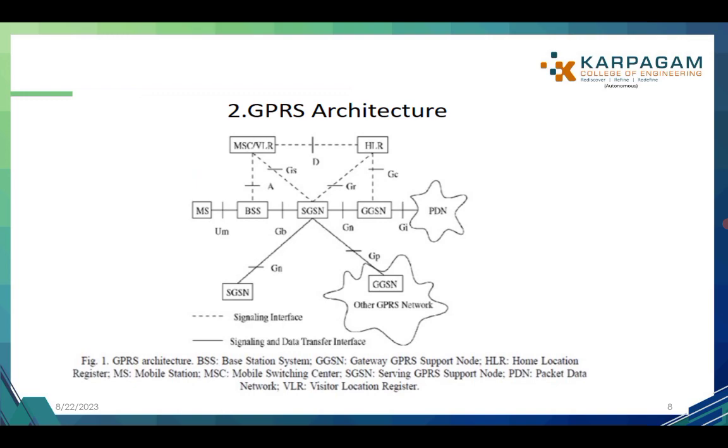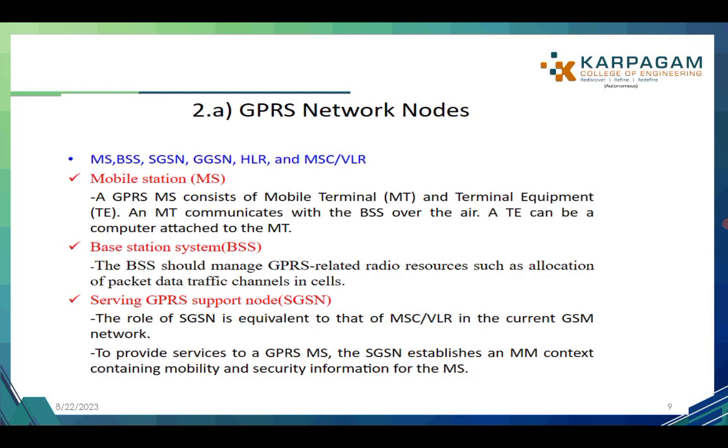The GPRS architecture connects with the signaling and data transfer interfaces. With this, we have been connected with the HLR. What do you mean by HLR? Home Location Register, and it is connected with the MSC or VLR. MSC means Mobile Switching Center. Both are connected with the BSS, that is Base Station Subsystem, and the GGSN, Gateway GPRS Support Node. So this will be connected through the Visitor Location Register. So this is the architecture for the GPRS.